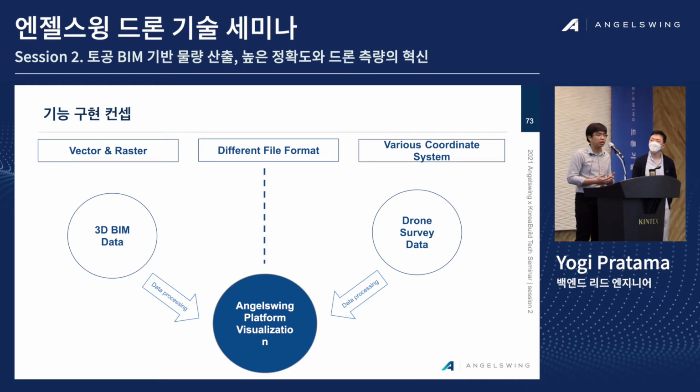And also the last issue that we overcame is the various coordinate systems, because different countries have their own coordinate systems. Even in this country, even in Korea, there are several coordinate systems that have been used, and we overcame all these problems with our data processing technology. And now you can easily see those two different data in Angelswing platform.